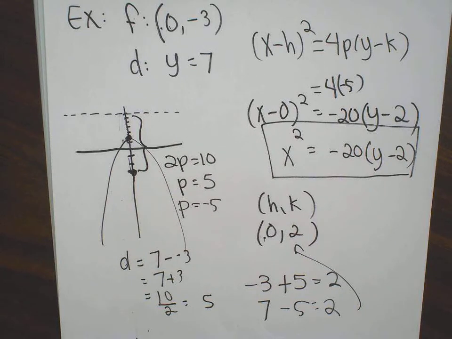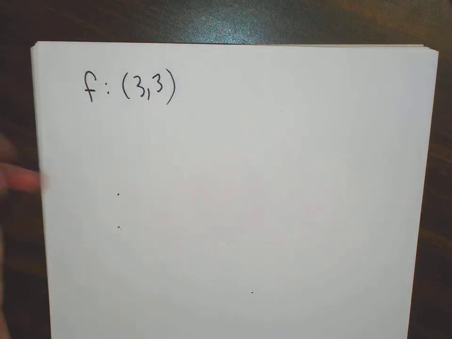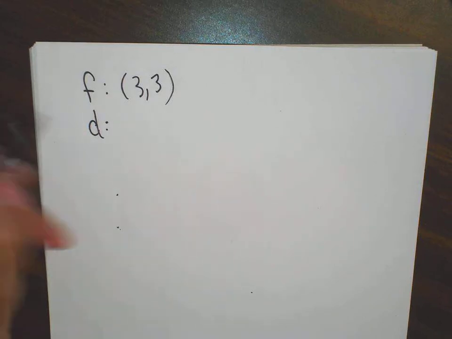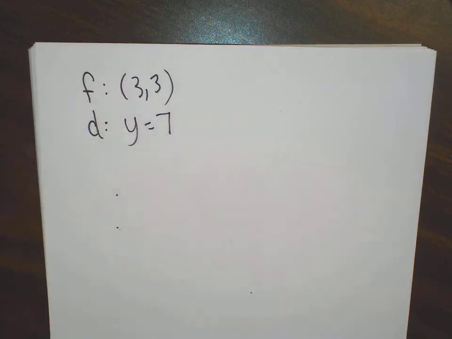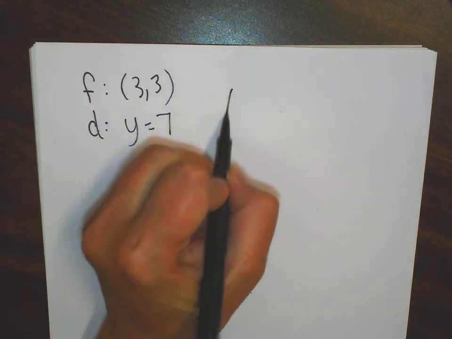Okay, let's try another one. Let's do a focus of 3, 3 and a directrix of y equals 7. Who's in charge here? It's x dominant. How do you know? Y is having to do the work. So what's my standard form?